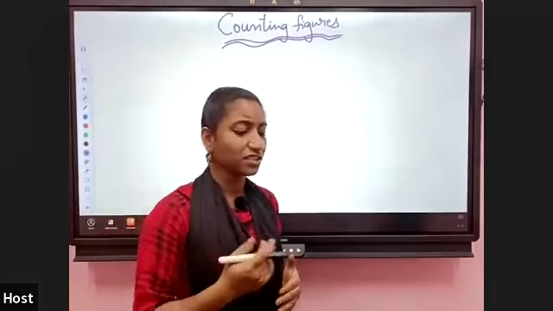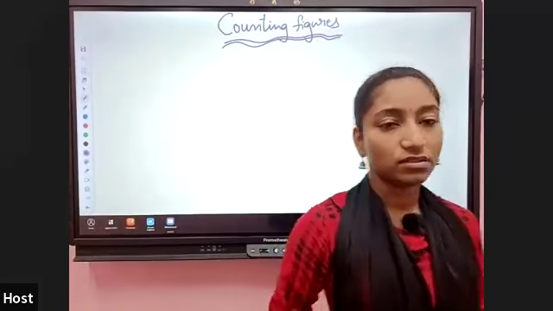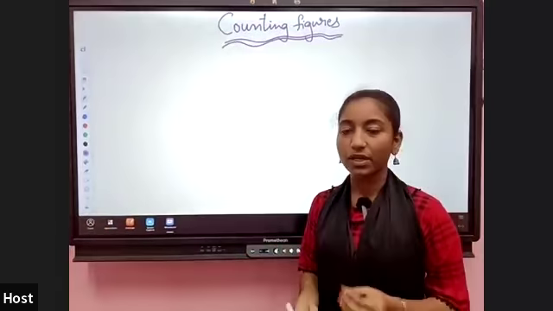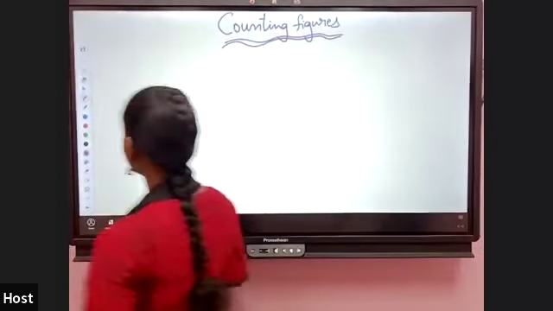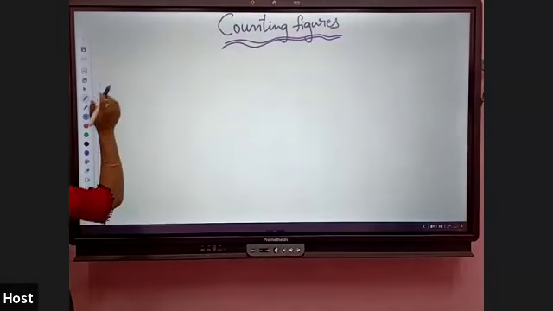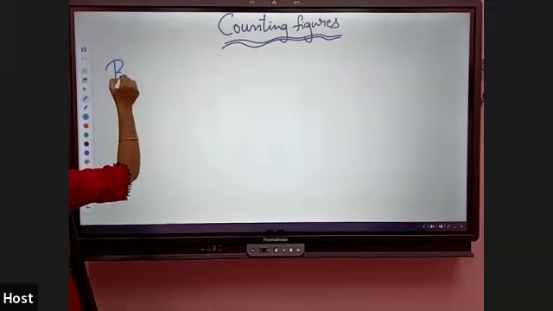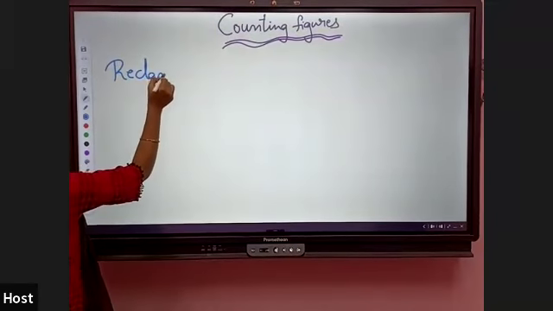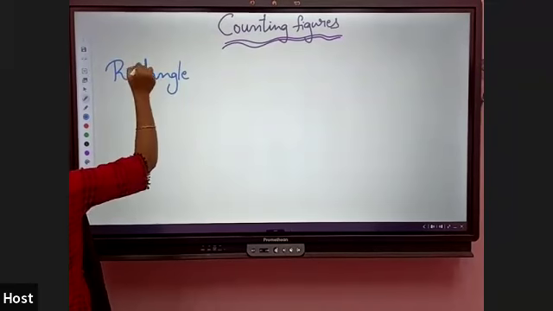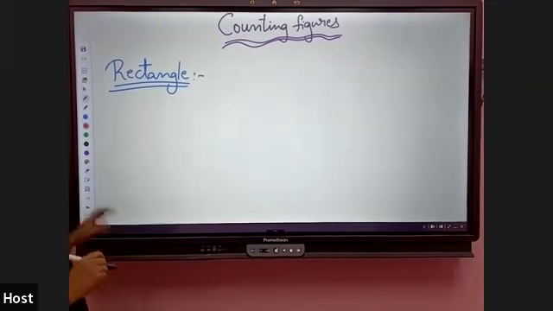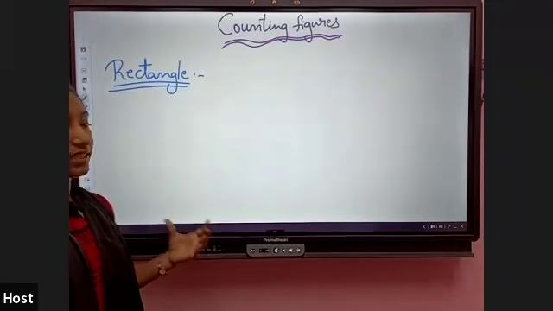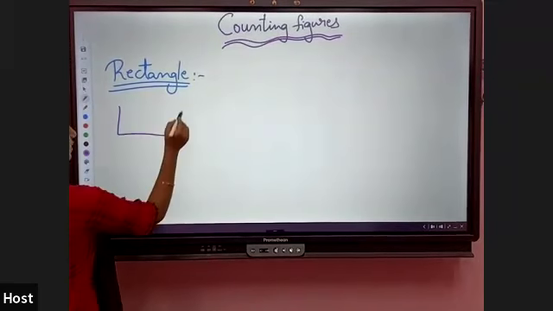This topic is a very easy topic. Some of the figures you can easily solve. So let us first talk about the rectangle. Rectangle first. In rectangle, let us take a figure like this.